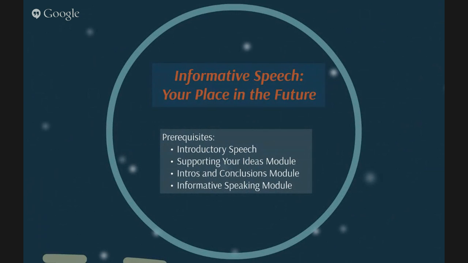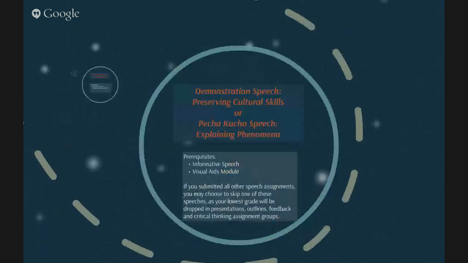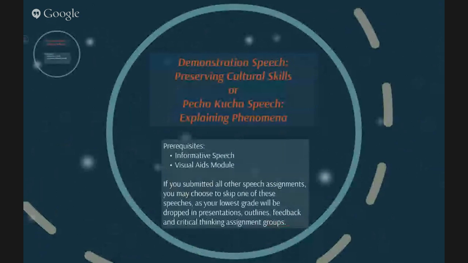The prerequisites for your informative speech are that you have completed the introductory speech and that you've also completed 3 additional modules, reading modules, supporting your ideas, intros and conclusions, and the informative speaking module. The next speech is an option.